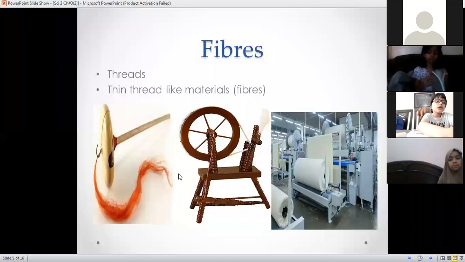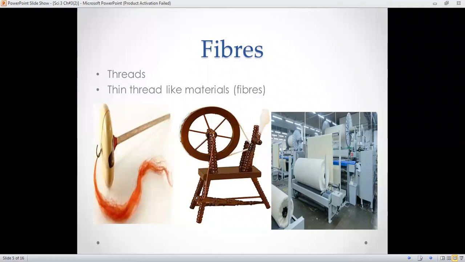Very thin thread-like structured material is known as fiber. So either we can use the word thread or we can say fiber. Both are the same in meaning. So never get confused if someone asks, have you seen fiber? Never be confused between fiber and thread. Thread, the same meaning term is used for fiber. So thin thread-like material is known as fiber.